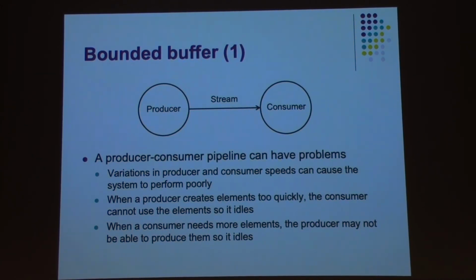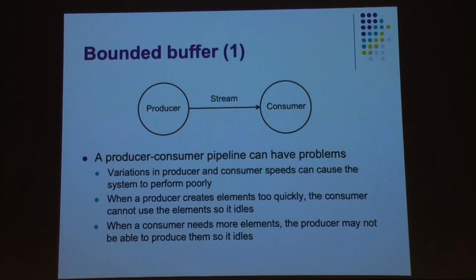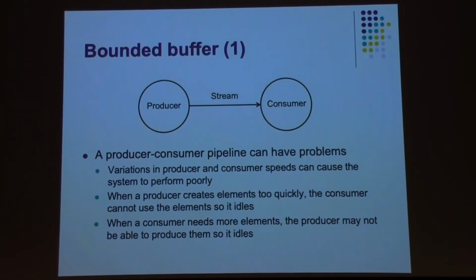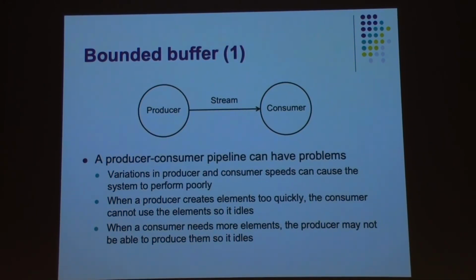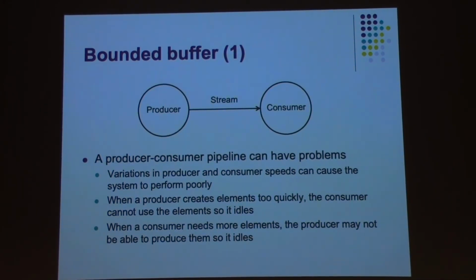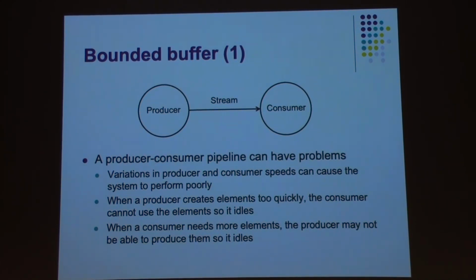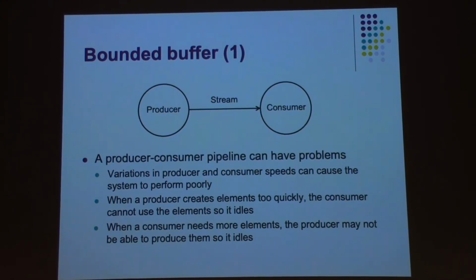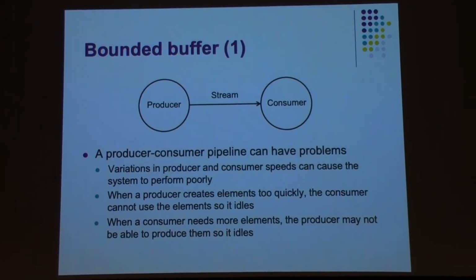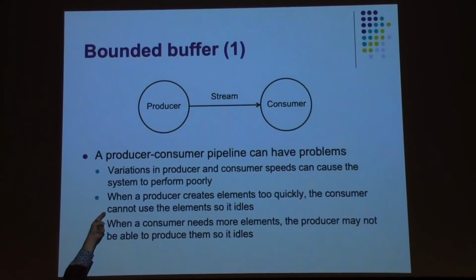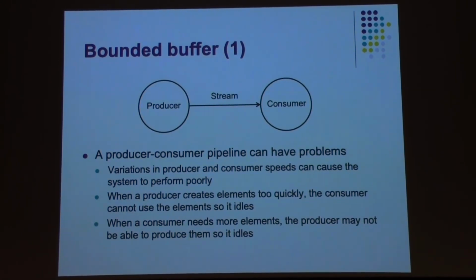But this simple pipeline here with two things can have problems. So here, let me explain how it works. The producer and the consumer are not executing at the same speed, usually. And they have fluctuations. So if the producer executes elements too quickly, the consumer cannot use them. So the producer has to wait until the consumer can use them. So that slows down the producer. Okay? If it's too quick, and the consumer cannot use the elements, the producer has to slow down.